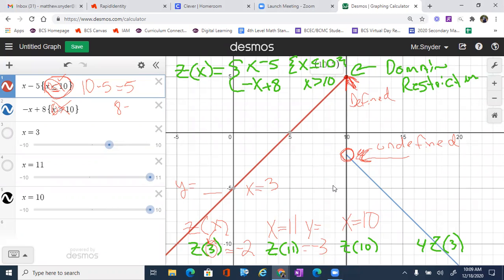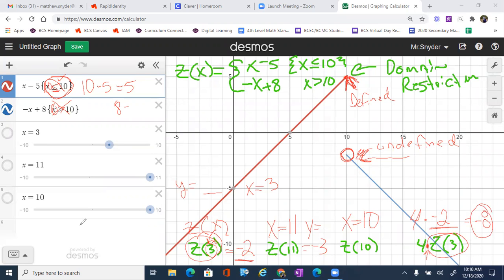Now we have one last one, a little bit more complex, and it says 4 times z of 3. Well, we've actually done part of this. All this simply says is to multiply. So I'm going to take 4 times z of 3. Well, we found out z of 3 was already -2. So I type in -2. I do 4 times -2, which is -8.